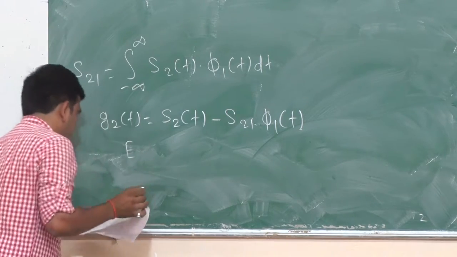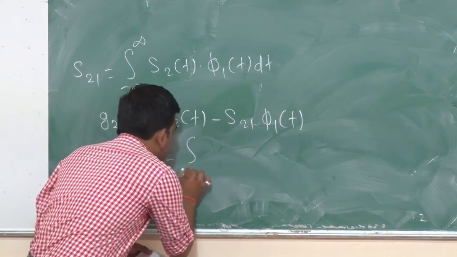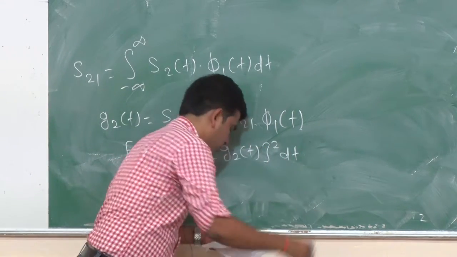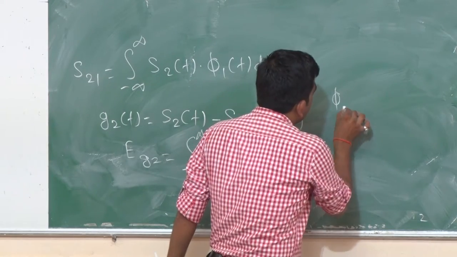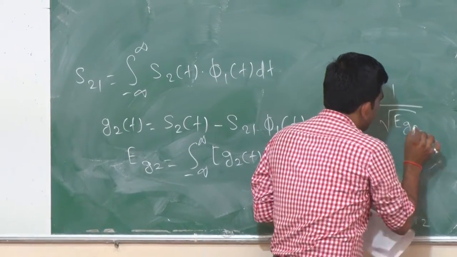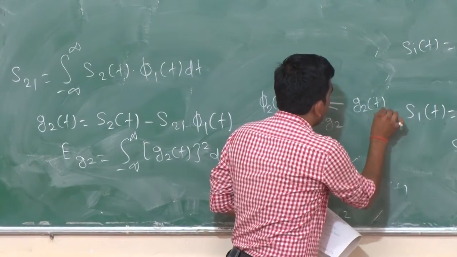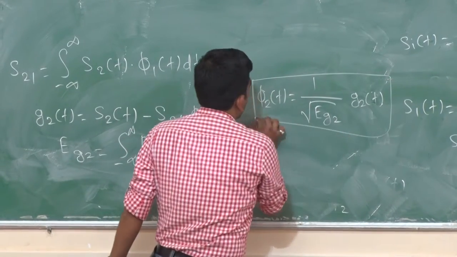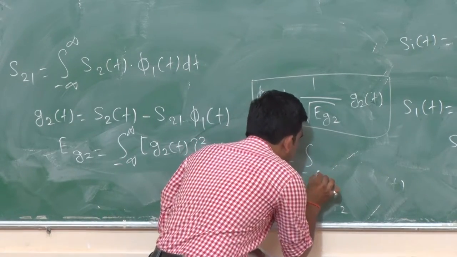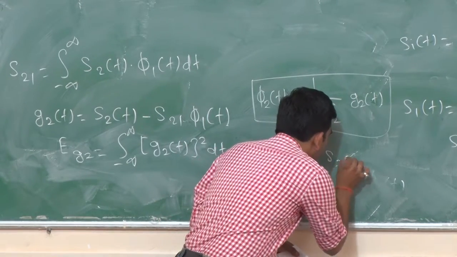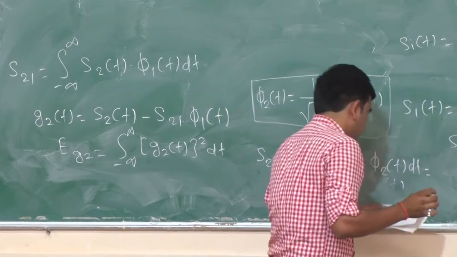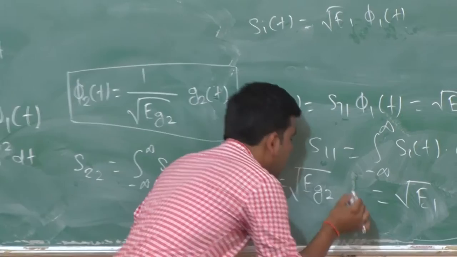So energy associated with this second signal is given as integration from minus infinity to infinity, and the second basis function phi 2 of t is equal to 1 by root, and this S22 coefficient is given as integration over minus infinity to infinity S2 of t into phi 2 of t dt, which is equal to root Eg of t.